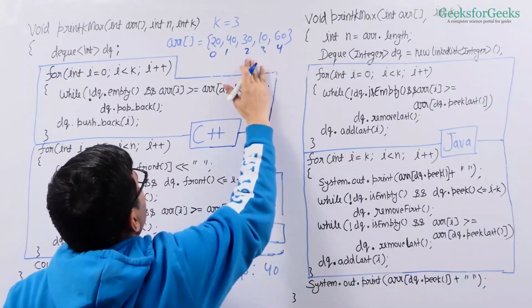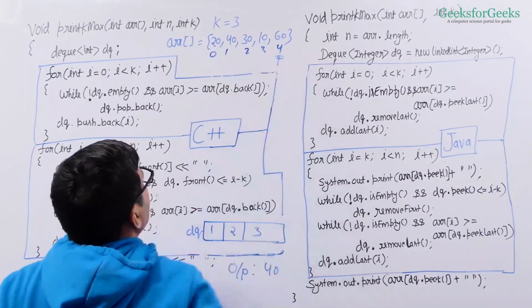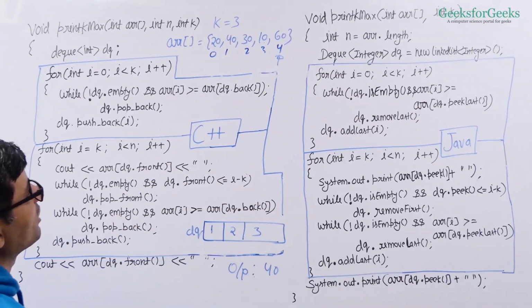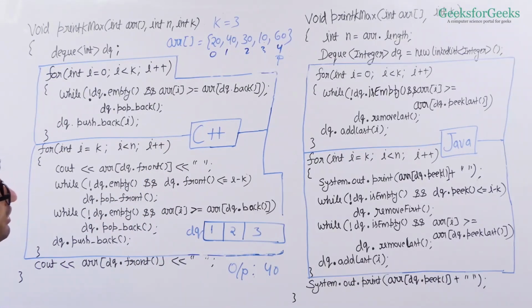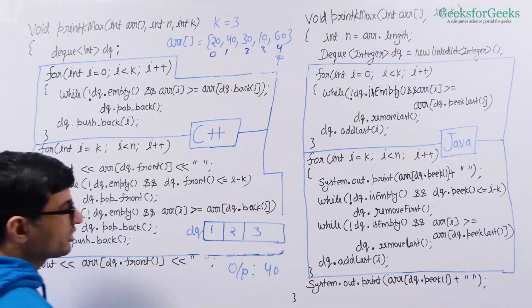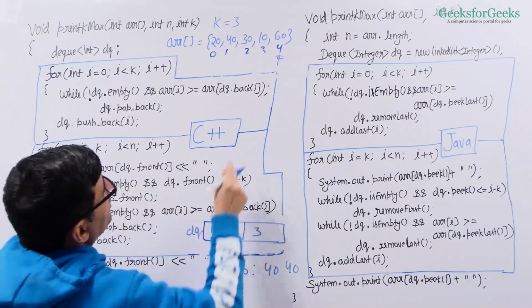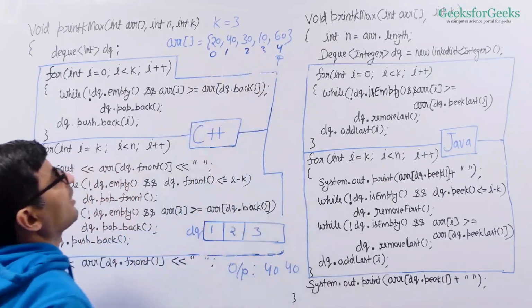Now we come to the next iteration of the second loop, and we are at i equal to 4. When you are at i equal to 4, what are you going to do? You are going to print the front of the queue. And what is the front of the queue? It's 40. So your maximum of the next window is also 40. You can notice it's 40 here, right?